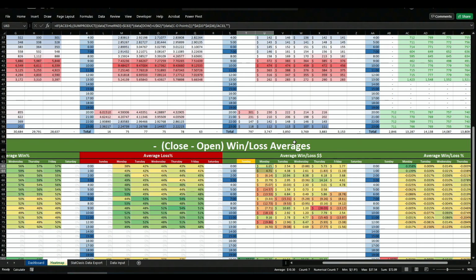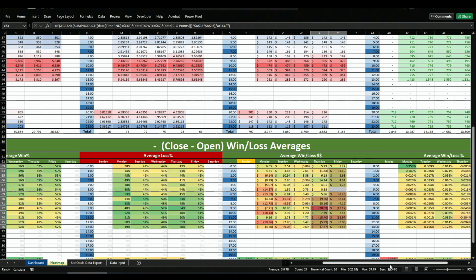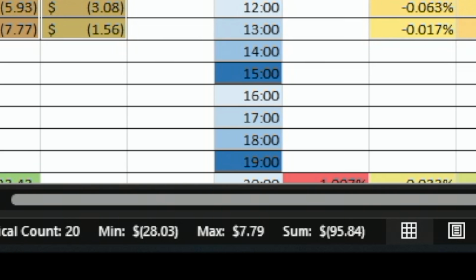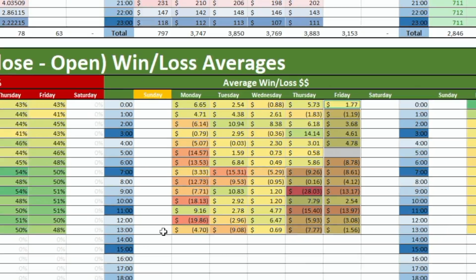And if it's not clear, we can check it here in the win-loss average. So this is middle of Thursday. So if we can start, we can see here, this is negative. So if I bring all this, so on average, I expect to make $95 by shorting Thursday at 7 a.m. and closing my trade at Friday 13 p.m.